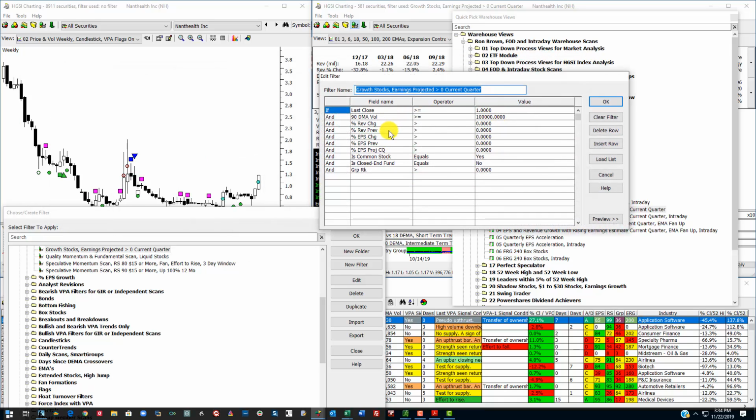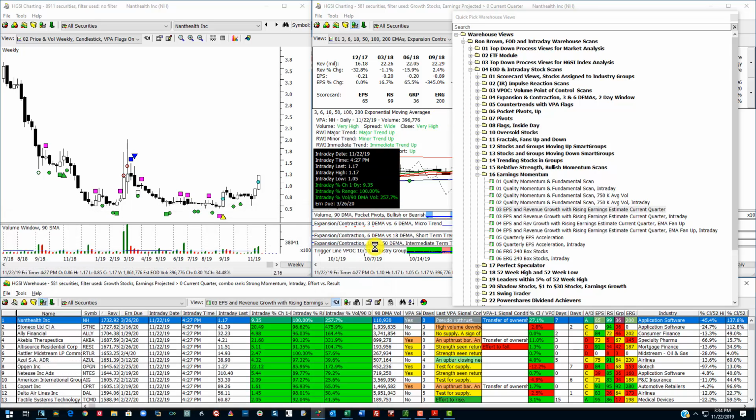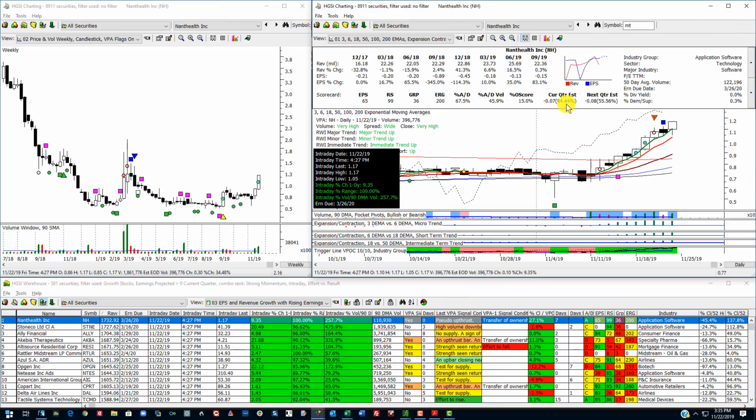Revenue has to be greater than the previous two quarters, greater than 0, and the EPS projection for the current quarter has to be greater than 0. Very simple filter, but it certainly finds the stocks that are projected to be improved on the current quarter estimate up here.